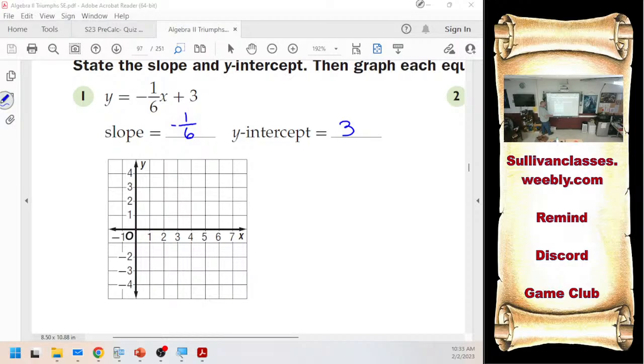So I'm going to start at 3, and my slope is down 1, right 6. And a couple of you asked this. I only have 2 points. Is that even okay? Sometimes that's all you can fit on there. But you can make a third. If I go down 1 over 6, what if I divided this by 2? Couldn't I divide this by 2?